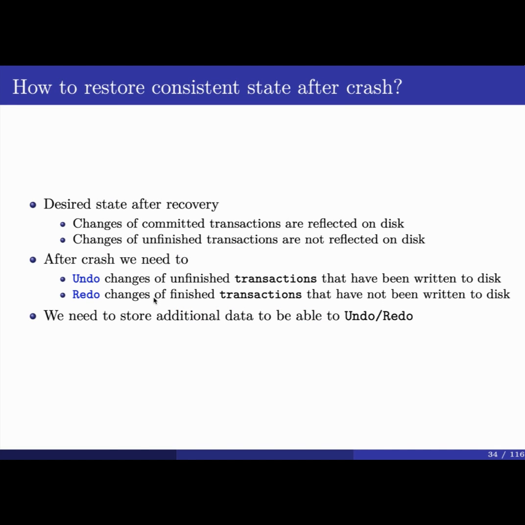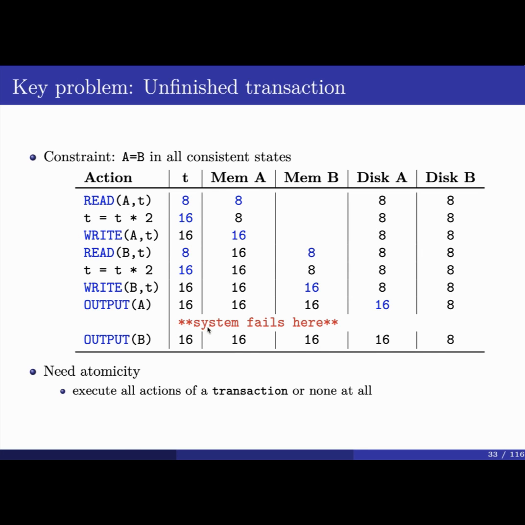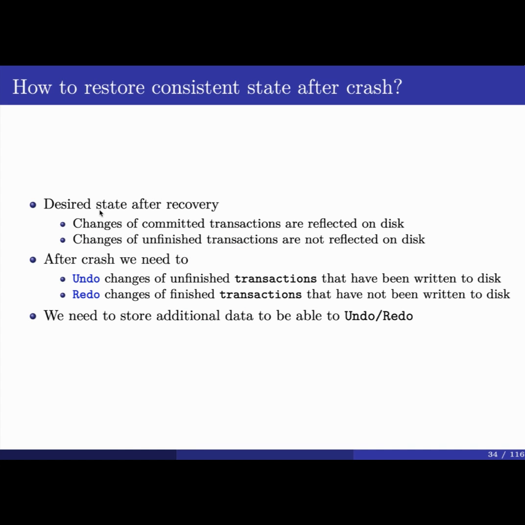So we have a desired state after any system crash or system failure. I will talk about system failure. In this case, I need two things. First, the changes made by committed transactions. What do we mean by a committed transaction? The transaction has executed completely, the entire set of instructions. Whatever changes were made by a completed transaction must be reflected permanently in the disk.